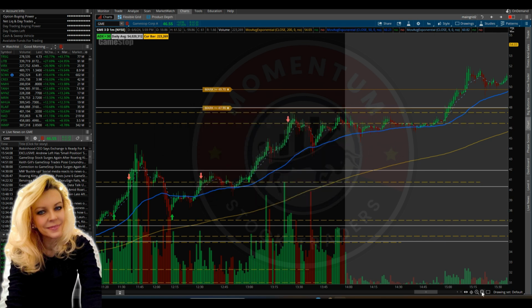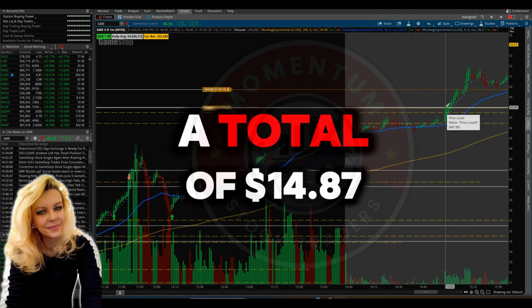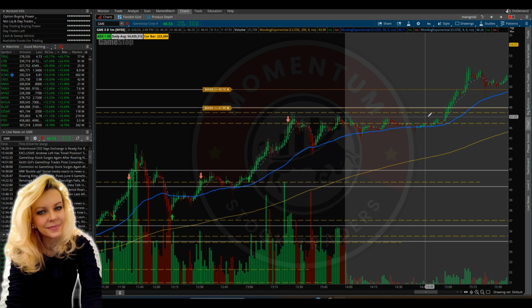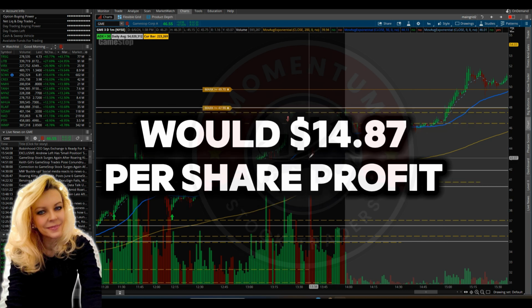Okay, so that was GME, that was GameStop today. And if you were trading this using this model, what I call the down and dirty model, you would have banked a total of $14.87 per share across all those 5 trades combined on this one stock. It would have taken focus, and it would have taken discipline, and it would have taken all day. But guys, would $14.87 per share profit help you out?